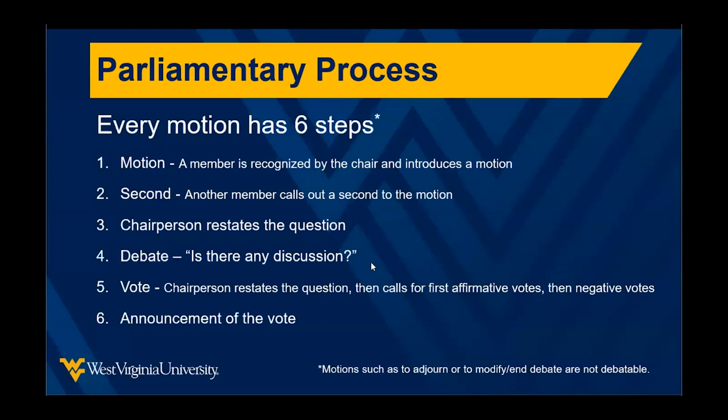It'll then be introduced for discussion. And that is where senators can seek to be recognized to offer their opinions on the matter. This is also where you can move to amend the main motion. And then it will go to a vote where Frankie or the chair will call for affirmative or negative votes. And then at the end, there's always an announcement of what the results are and whether the motion passes or fails. I think I just have one more, right?